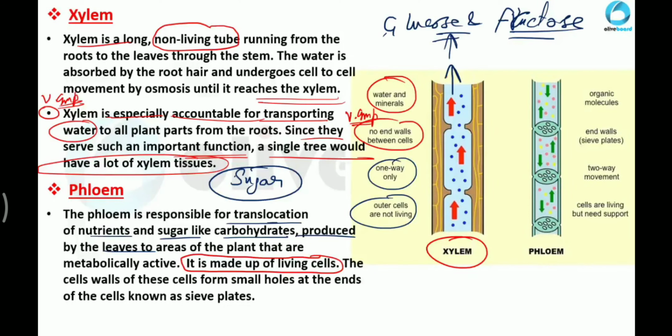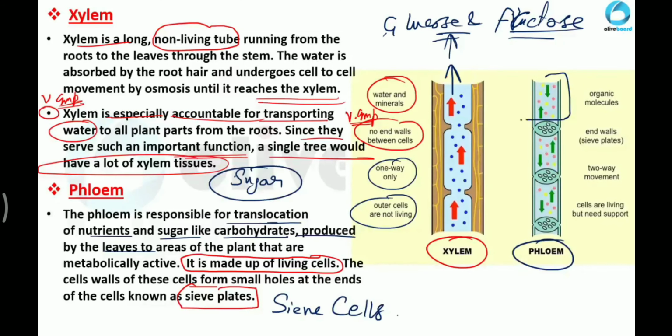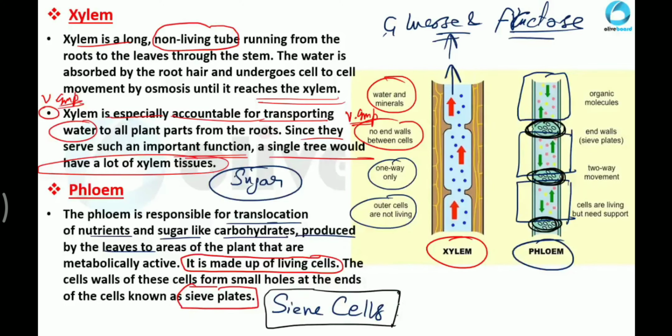The cell wall of these cells forms small holes at the end of the cell, and it is known as a sieve plate or sieve cell. Very, very important. Let me explain. Sieve cells. Here you can see the figure of phloem. This is one cell, this is the second cell of phloem, and this is the third cell. In between each cell, this wall is known as sieve plates or sieve cells.